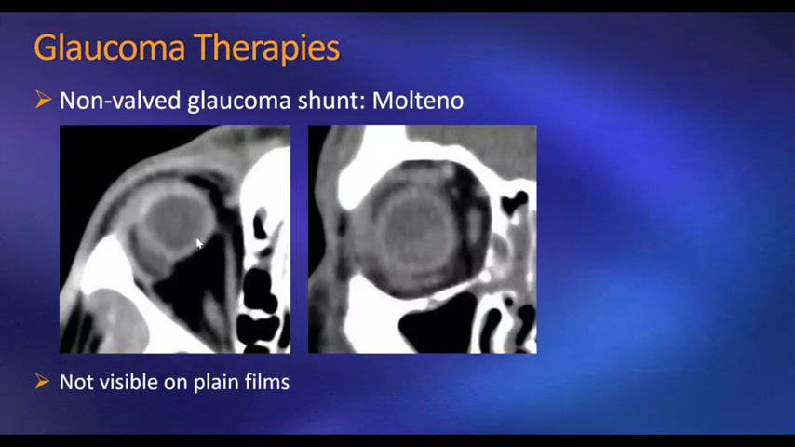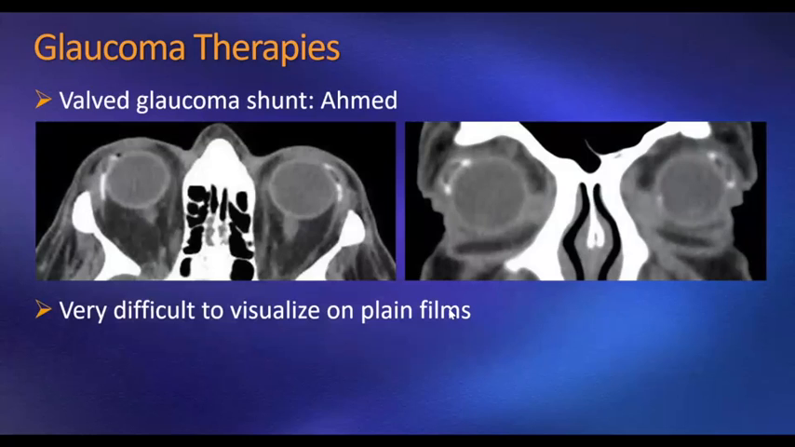Here we have a non-valve shunt that does not contain any dense material, very difficult to appreciate as a curvilinear fluid attenuation, often again in the upper outer quadrant of the orbital structures. This is a valved glaucoma shunt, and you clearly see the valvular area better demarcated on the coronal view with some higher density markers adjacent to it. This patient had bilateral glaucoma shunts.